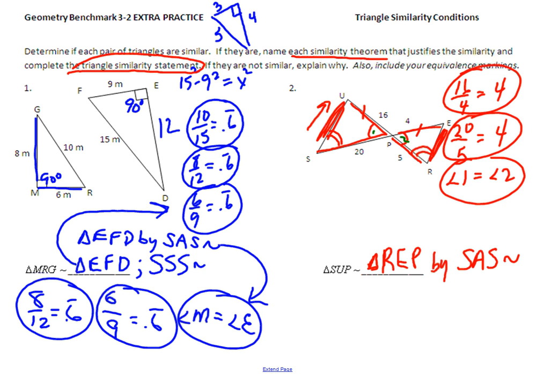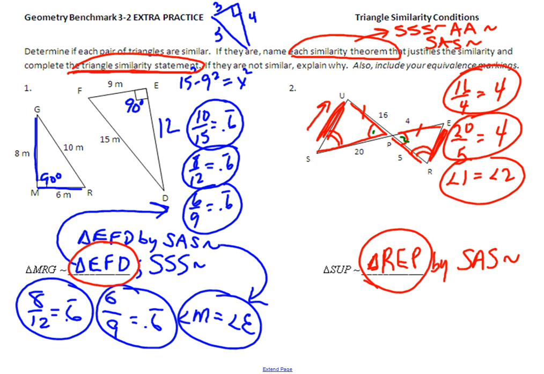Name the similarity theorem. Well, this is the side, side, side, or the angle, angle, or the side, angle, side. That's this part. The triangle similarity statement is the actual triangle right here that we have to state. So make sure you answer both of those. And if in one of the benchmarks, if they're not, you have to explain why. So again, read the directions.